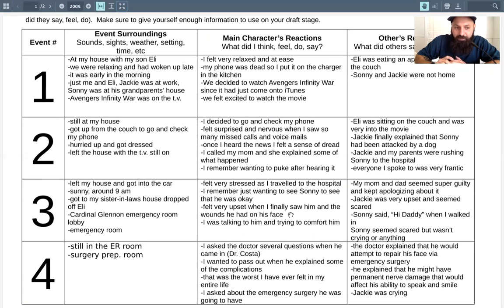But it did feel better just to see him and get to be around him as his parent, because you're thinking about how scared he probably was. And that says I was talking to him. I'll get to this in a minute, but he was able to talk to us and carry on a conversation. I think they gave him medicine that made him feel really relaxed. I'll say that. My mom and dad seemed super guilty and kept apologizing about it. Just some background.